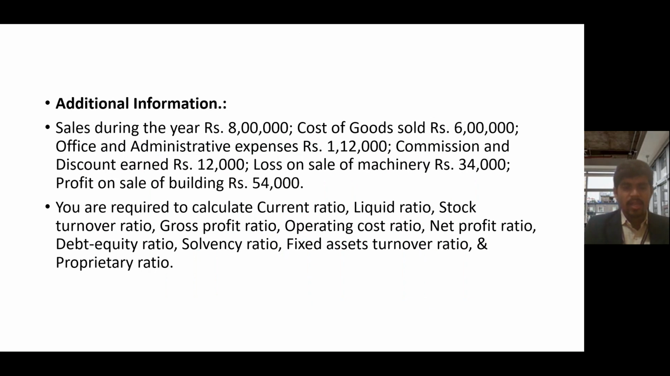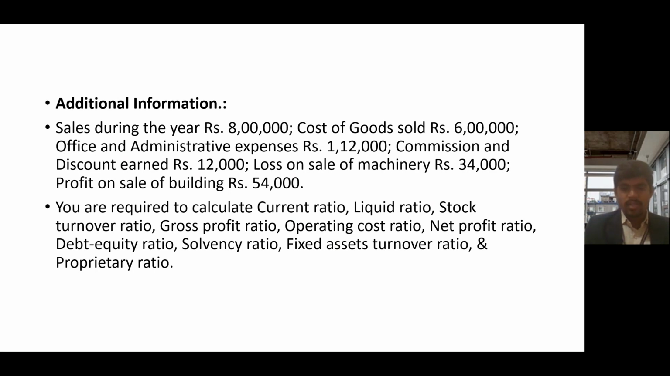Sales during the year are 8 lakh rupees, so they earned revenue of 8 lakh. Next, the cost of goods sold for those sales is 6 lakh rupees. Next, office and administrative expenses are 1,12,000 altogether. Commission and discount earned is 12,000, on their purchase of raw materials.